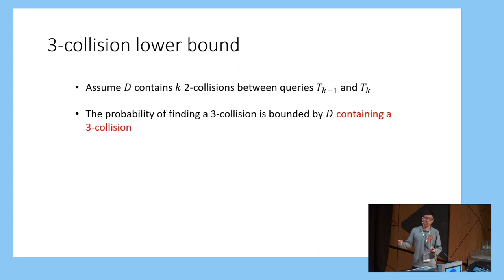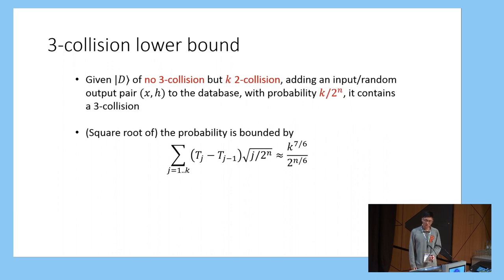So let's just assume the database contains exactly k two-collisions between the query TK minus 1 and TK. So still we can bound the probability of the continuous recollision. If a database contains no three-collision, but exactly k two-collisions, by adding a random input-output pair, x and h, to the database, with probability at most k divided by 2 to the n, where k is the number of two-collisions, we will have a three-collision. So the formula for the square root of the probability is the following. The square root of j over 2 to the n comes from the increment in the square root of the probability, and Tj minus 1 is the number of steps the database contains exactly j two-collisions. So this is the formula for three collisions.